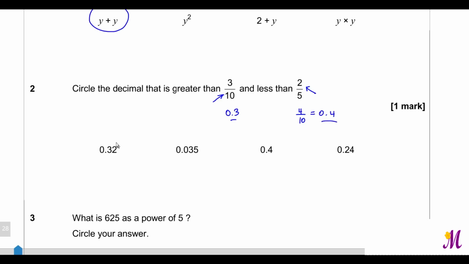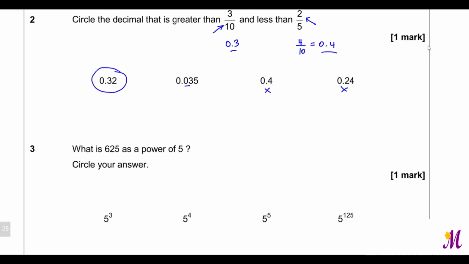So we have here 0.32, and this one is no, because it's 0.0, which is very small. And this one, we can't take because it's exactly 0.4, but we are asked for something less than 0.4 here. So we can't take that. We can't take this either because it's only 0.24, which is less than 0.3. Let's continue with the next question.